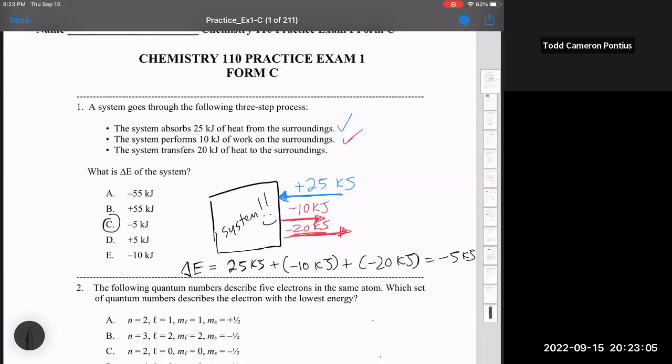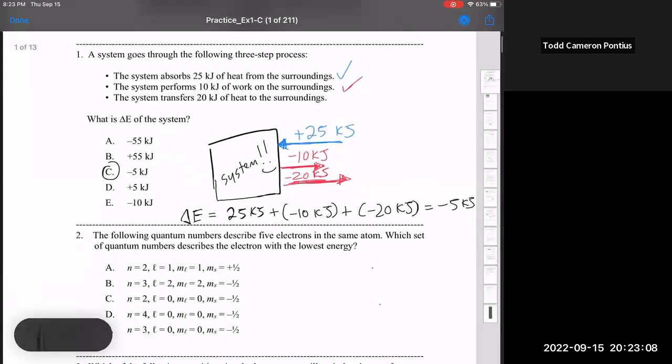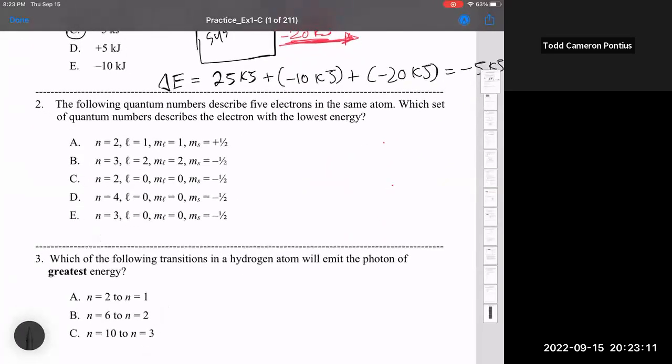The next question, the following quantum numbers describe 5 electrons in the same atom. Which set of quantum numbers describes the electron with the lowest energy? The most important quantum number in determining energy is the principal quantum number n, how far away the electrons are from the core. So first we want to look for the lowest principal quantum number n. And that means we can actually eliminate 3 different choices. We can eliminate B, D, and E. Okay?